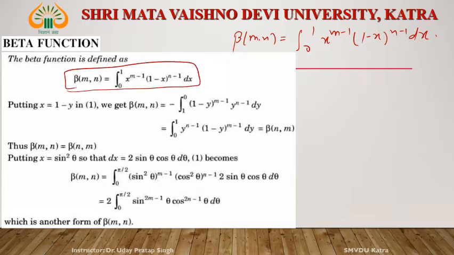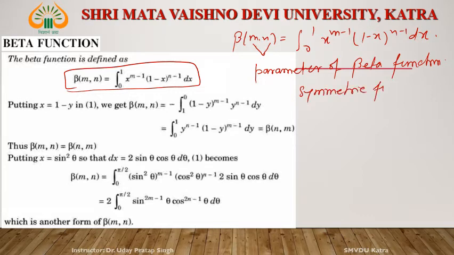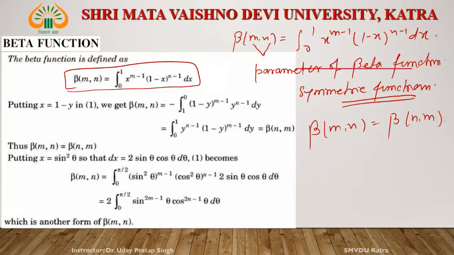Now, the beta function is a symmetric function. Either you write beta m, n. What are m and n? M and n are the parameters of the beta function. Now this function is a symmetric function. This beta m, n is equal to beta n, m. How do you prove it? Replace x by 1 minus y in integral star.